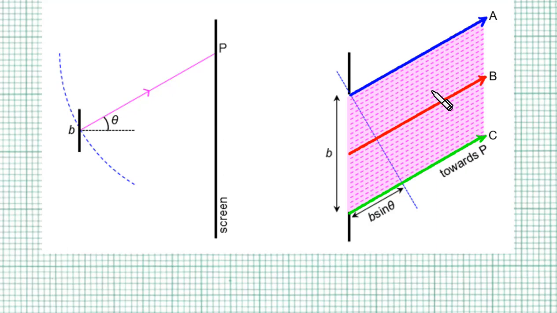When we move away from theta equal to zero, the intensity is going to drop, right? Because all these rays are not going to arrive in phase at the destination point P. There is a path difference of b sine theta between the blue ray and the green ray. There is also a path difference of half b sine theta between the blue ray and the red ray. So if this is ray A arriving at the destination, ray C will arrive with a lag, and ray B will be right at the middle here.